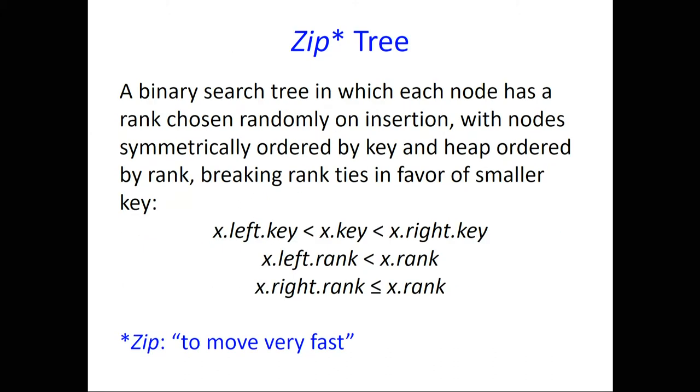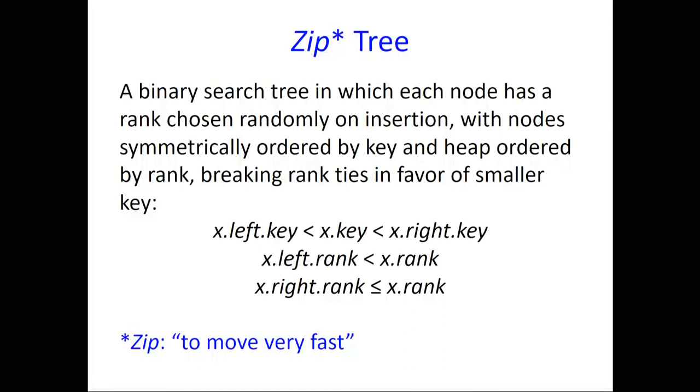In the data structure, the nodes are symmetrically arranged with respect to the values, the keys, and heap ordered with respect to the ranks, max heap ordered. That means for every node, its children have smaller rank. And we break ties by choosing in favor of smaller key, although this decision is completely arbitrary. Okay. So if we choose a rank for every node, and every node has a key, there is a unique tree structure that satisfies these requirements. This is the zip tree notion statically.